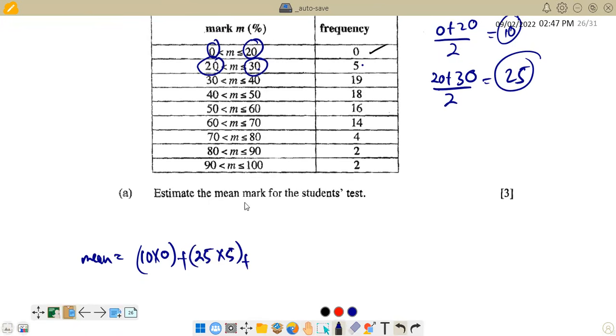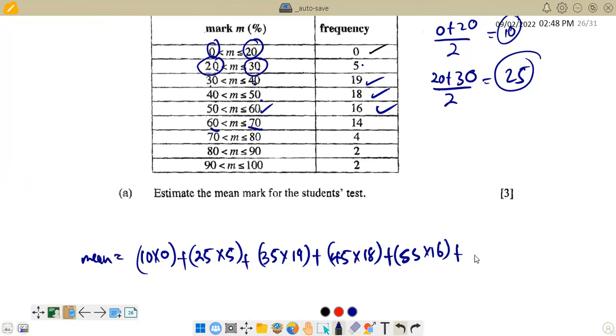I want you to do the same. From 30 to 40 is going to be 35, times the frequency, which is 19. You do the same on this one: add 40 plus 50 divided by 2, that is 45, times 18, which is the frequency. Then 50 to 60: you add to get 110, divided by 2, which is 55, times 16, the corresponding frequency. You do the same for 60 and 70, which gives you 65, times the frequency, which is 14.